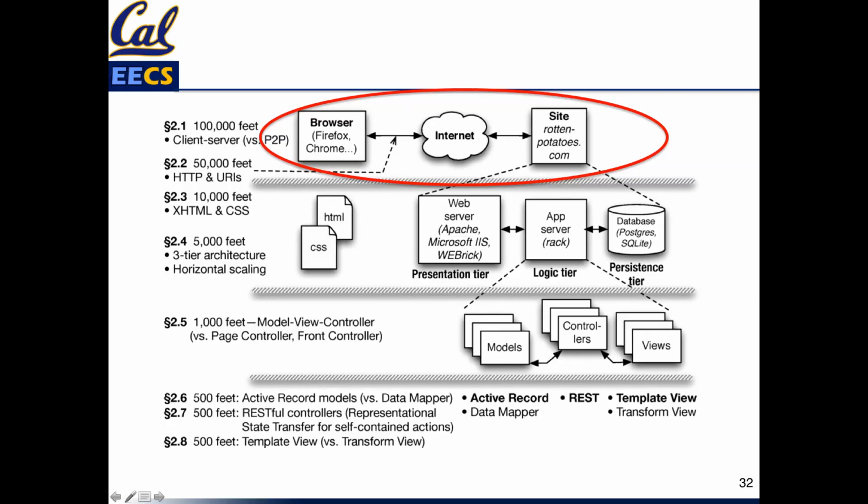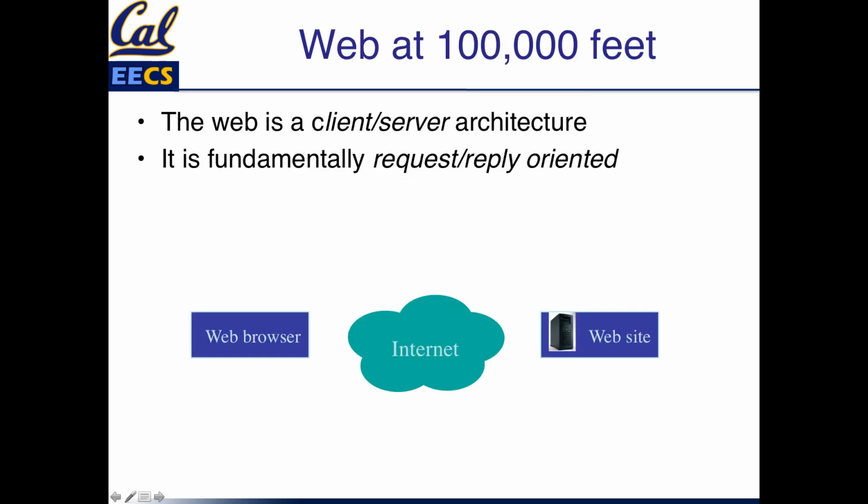So in terms of this diagram that's reproduced from the book, we're going to start at this top level right up here, where in the simplest possible manner, we think of a web browser, we think of a series of tubes in between, and we think of a site where you want to end up and get some content. So from 100,000 feet away, using height as an analogy, and as we go closer to the ground, we'll see more detail, you can think of the web as a client-server architecture, which means that it's request and reply oriented. A client is a thing that asks questions. A server is a thing that gives answers.